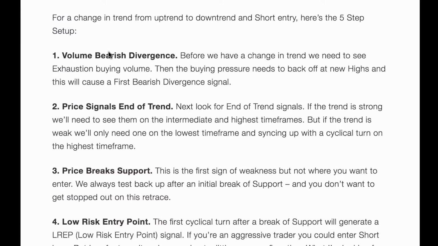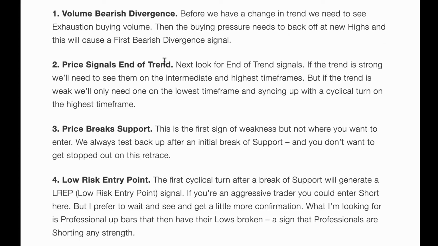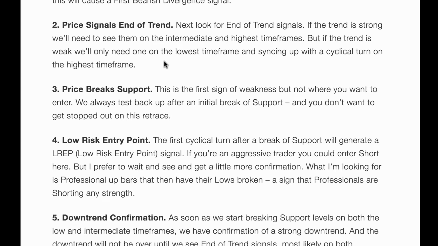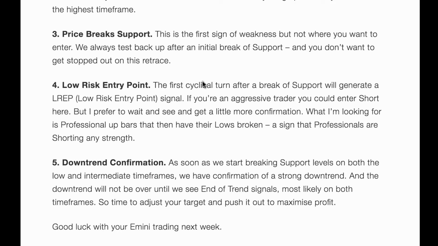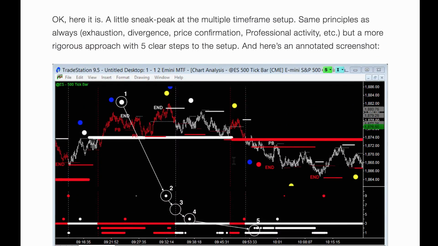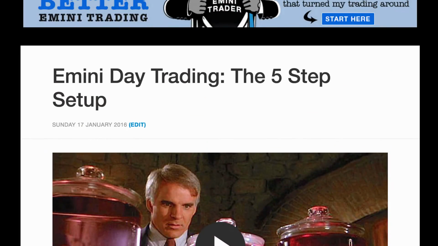First of all, you've got to see volume divergence. Secondly, you've got to see price make end of trends or resistance on the highest time frame. The first sign that you've got a change in trend going on is when you get a price break, and then the place to get in is a low risk entry point. And then you get confirmation when you have breaks on both of the time frames happening. So that's the 5 steps that make up the setups.